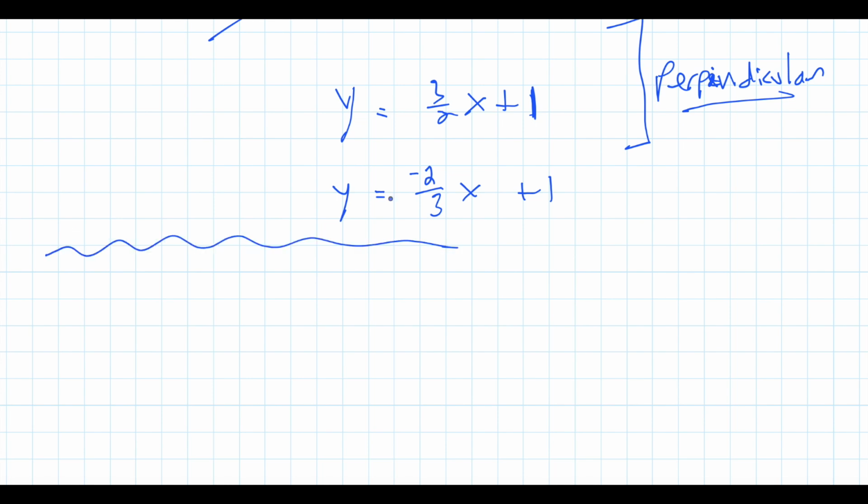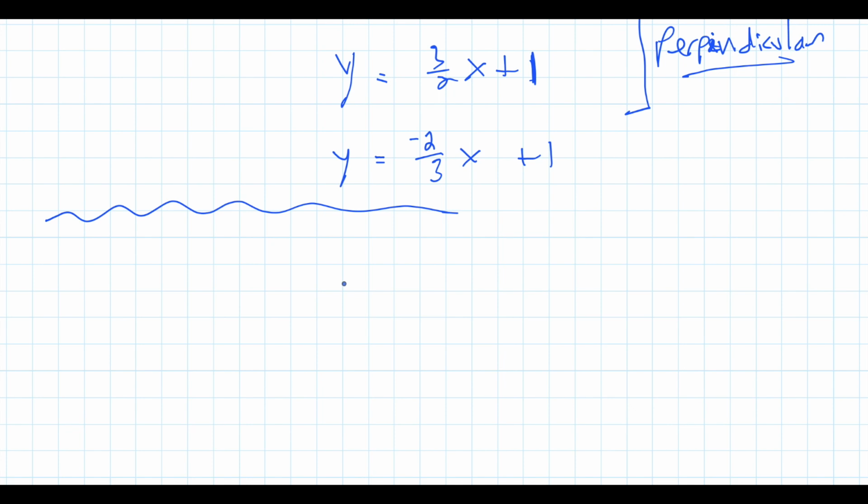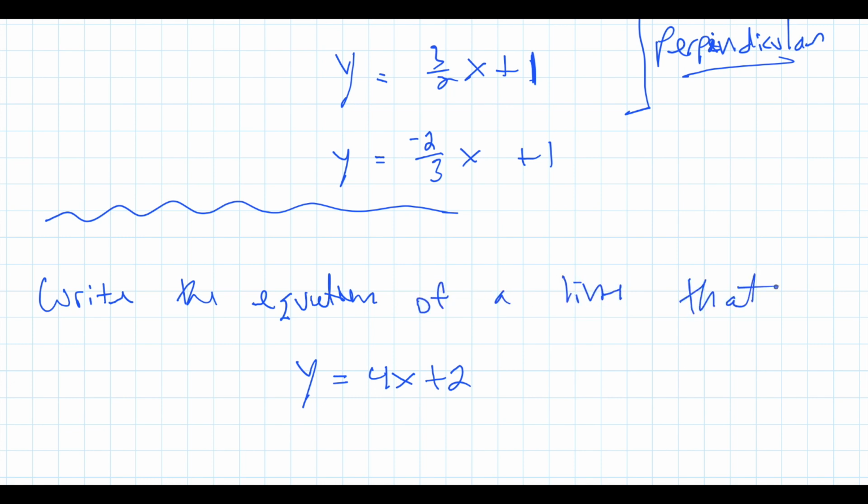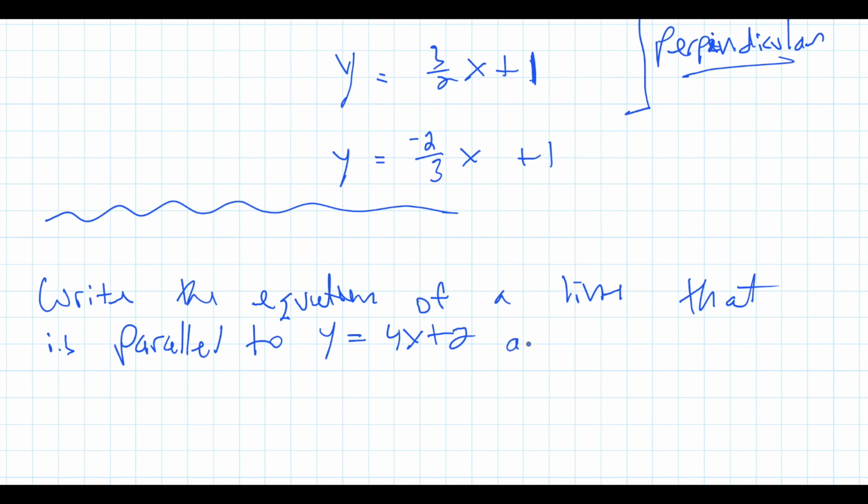The types of problems you usually get in an algebra class would be like, they have one equation like y is equal to 4x plus 2, and then they'll say, write the equation of a line that is parallel to y equals 4x plus 2 and goes through 3 comma 5. You'll get that in a math class.